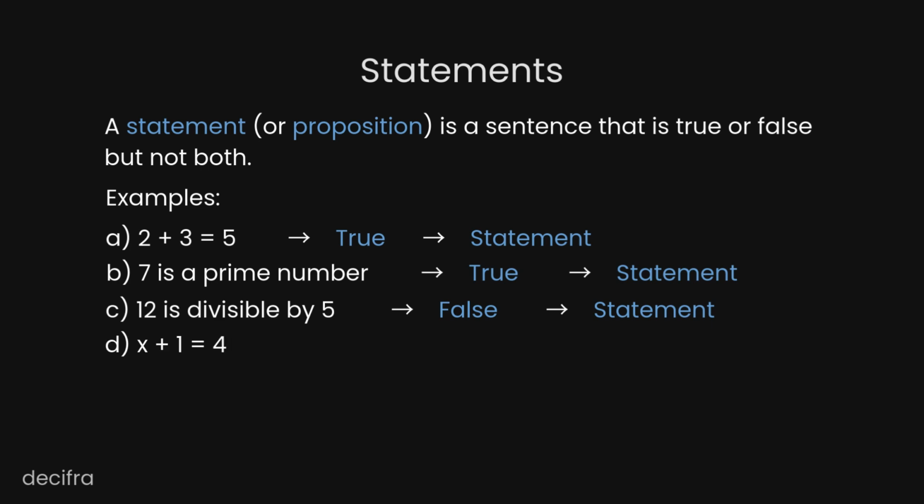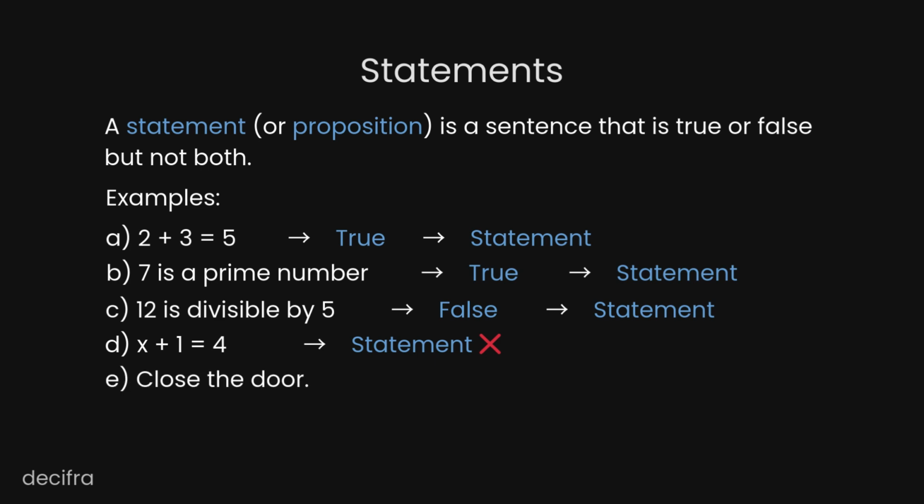The next is x plus 1 equals 4. What do you think? Is it a statement or not? This is not a statement because the truth or falsity of x plus 1 equals 4 depends on the value of x and we do not know what x is. For some values of x, it is true, whereas for other values, it is false.